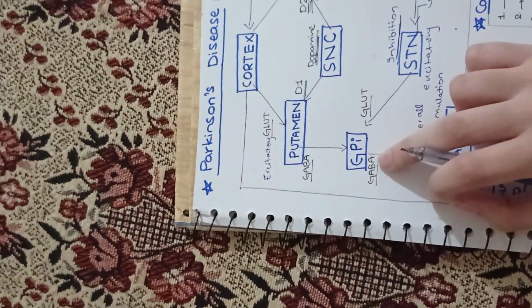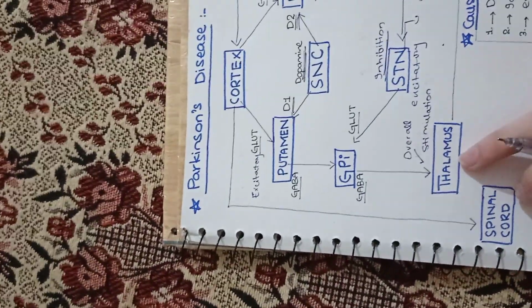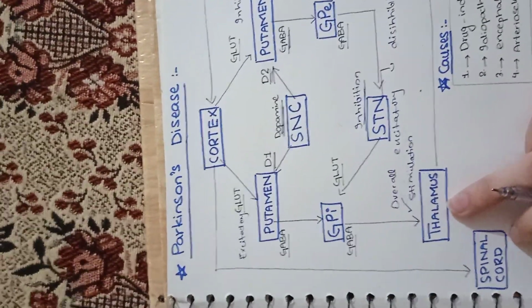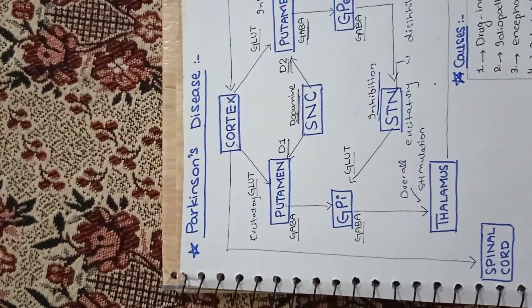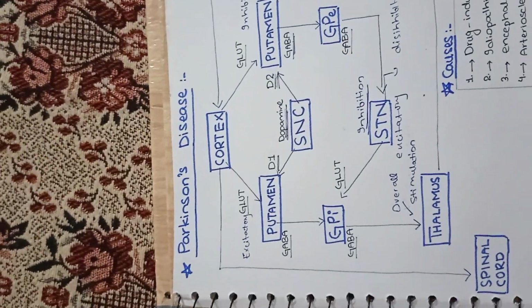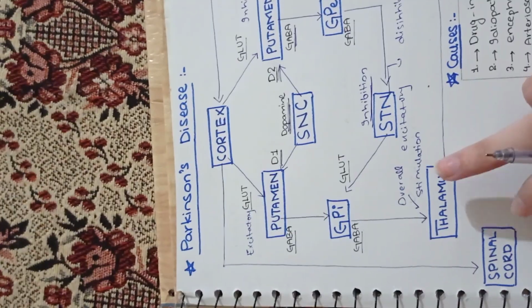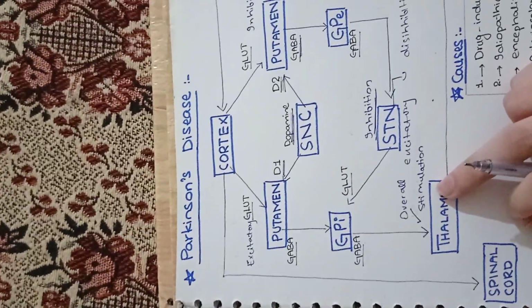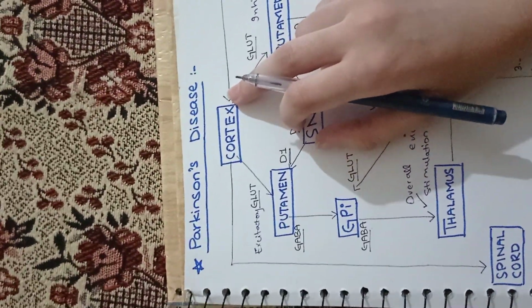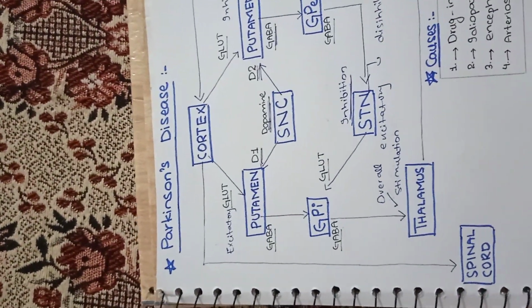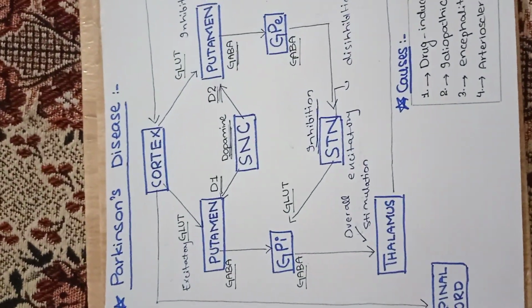Because of these GABAergic neurons, there is increased inhibitory output to the thalamus, and this increased inhibitory output to the thalamus is the main culprit in Parkinson's disease. Now there will be a difficulty in initiating movements, because when the thalamus is inhibited, it cannot excite the cortex or the thalamocorticospinal pathway.